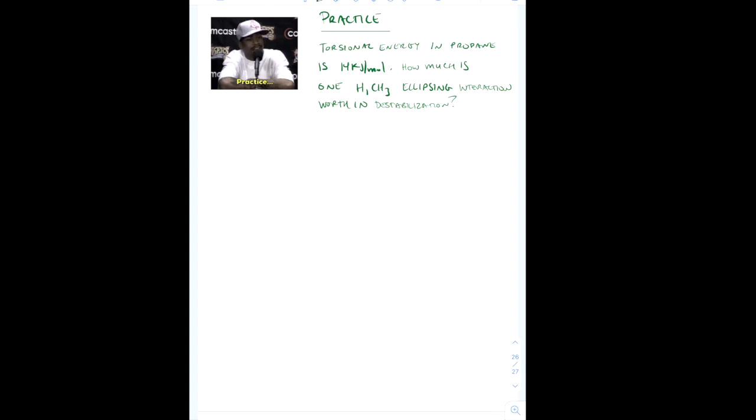So I'm going to do one problem that you should already know the answer to technically, but we're going to show you how to walk through it, so that we can apply that to an additional problem following that, okay? Let's take a look. Torsional energy in propane is 14 kilojoules per mole, and so that means that the maximum energy in the eclipsed conformation is 14 kilojoules per mole. How much is one hydrogen-methyl eclipsing interaction worth in destabilization?